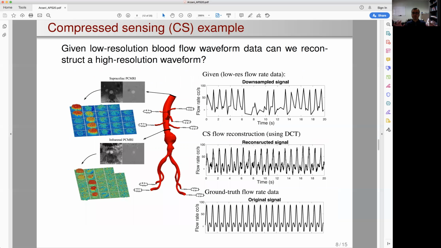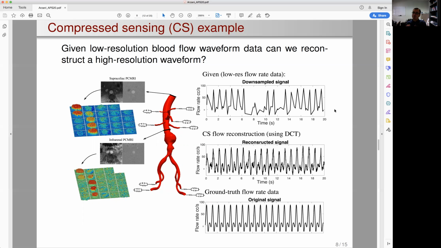Okay, so here's an example for compressed sensing. Let's say we have low resolution blood flow waveform data. This is for an aortic aneurysm, and we would like to reconstruct a high resolution waveform. This is practically used in assigning boundary conditions when we do these types of patient-specific CFD simulations. So on the top here, you're looking at the downsampled signal. This is flow rate over time for several cardiac cycles. So let's say we have low resolution flow rate data.